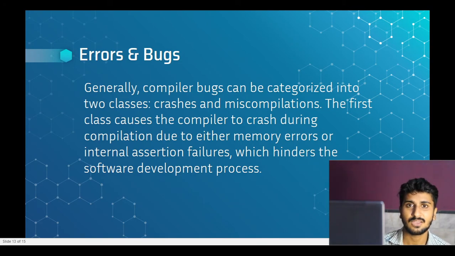Sometimes our code is okay but the compiler gives us errors and we do not get the output that we need. So the first class is the compiler crashing during compilation due to either memory errors or internal assertion failures. As I told you, when we do not have the resources, it crashes. And miscompilation means the failure of the compiler, which hinders the software development process.